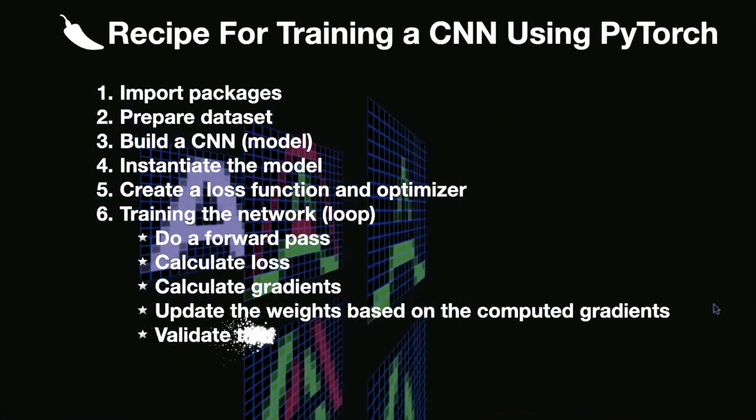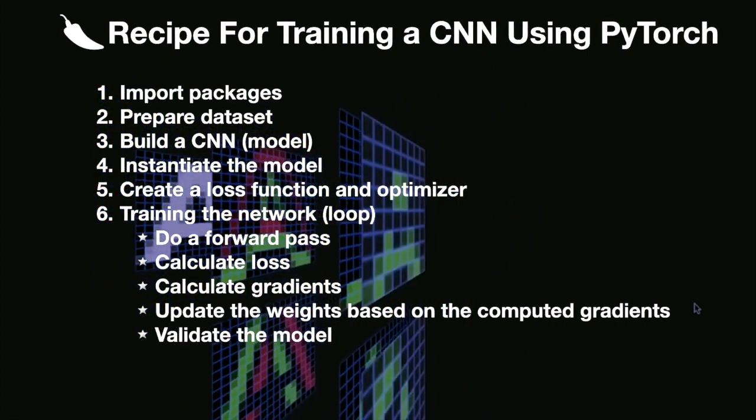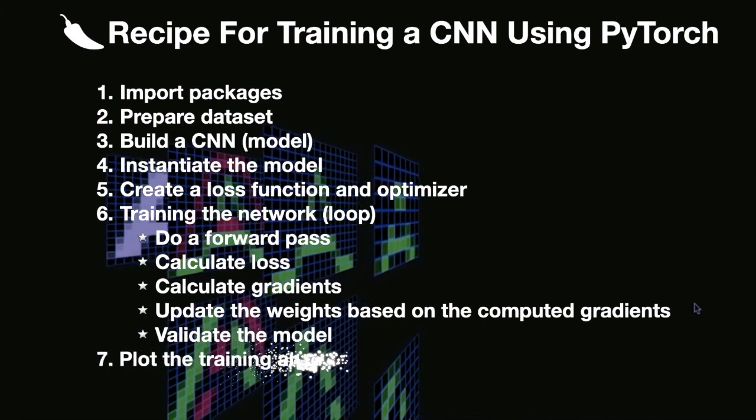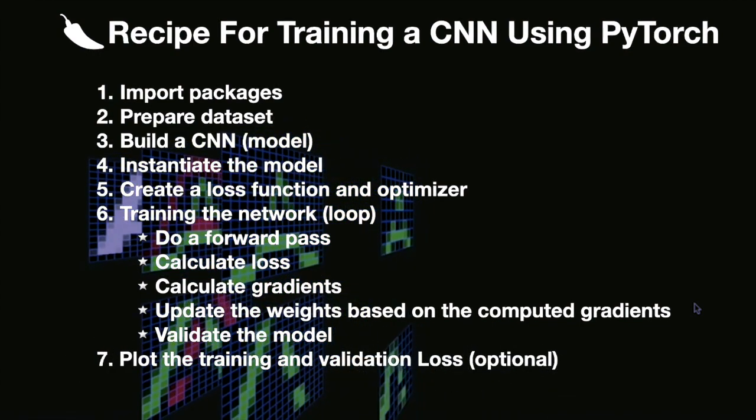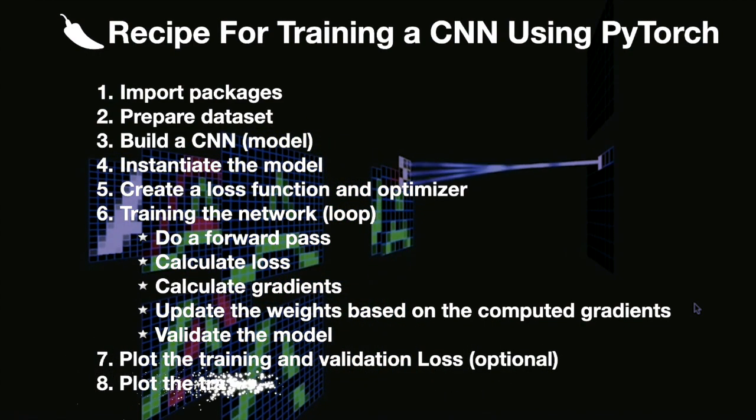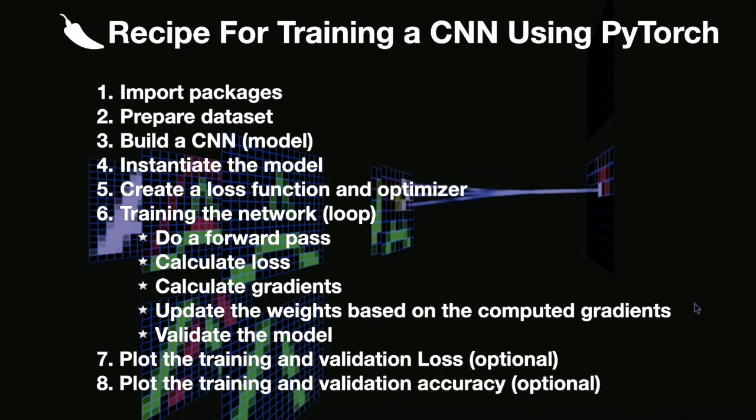You can also validate the model. The seventh step is to plot the training and validation loss. The final step is to plot the training and validation accuracy. Now let's dive in the code.